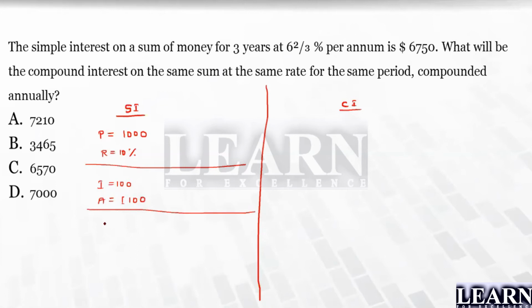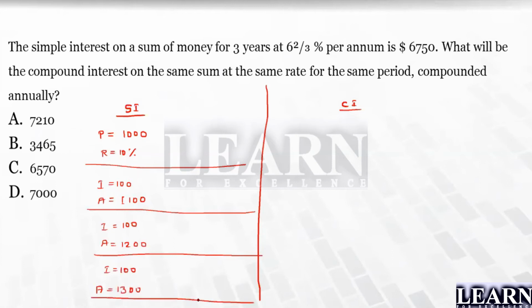Again, after the second year, interest is again 100 and the amount becomes 1,200. Please understand this. And after the third year, interest is again 100 and the amount becomes 1,300. This is how it works in the case of simple interest, right? Yes, please respond with yes or no. This is after 1 year, 2 years, 3 years.